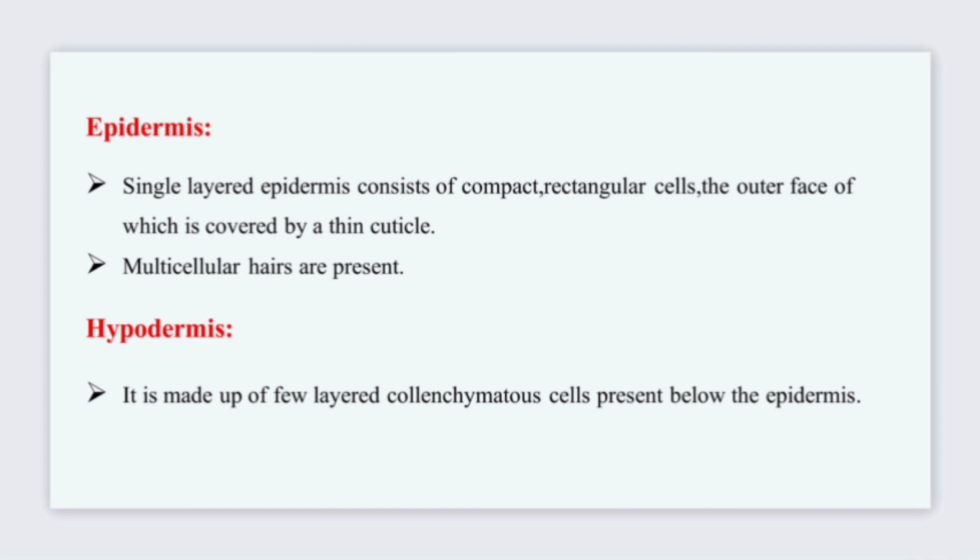Single-layered epidermis consists of compact, rectangular cells, the outer face of which is covered by a thin cuticle. Multicellular hairs are present. Hypodermis. It is made up of few layered collenchymatous cells present below the epidermis.